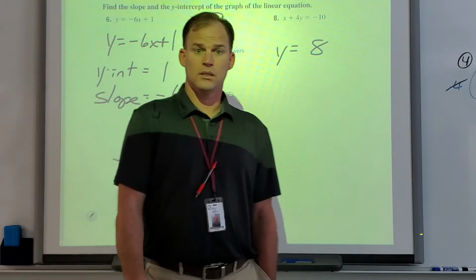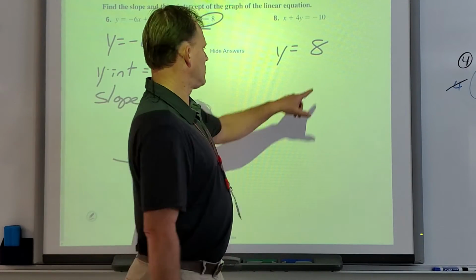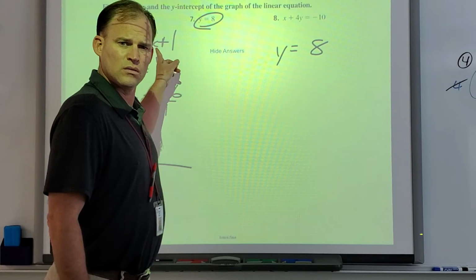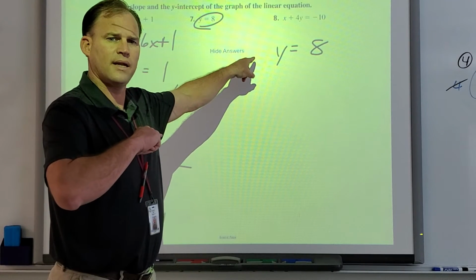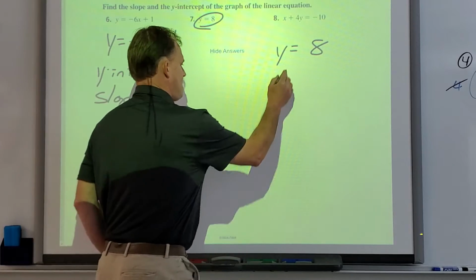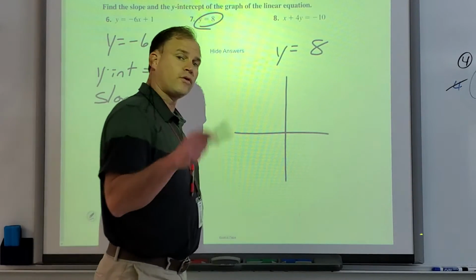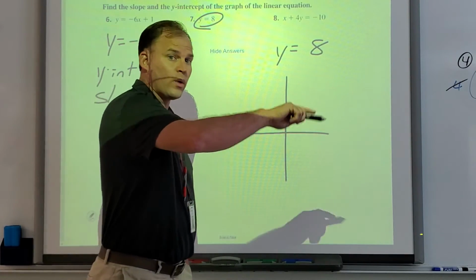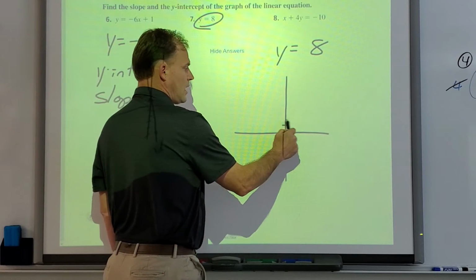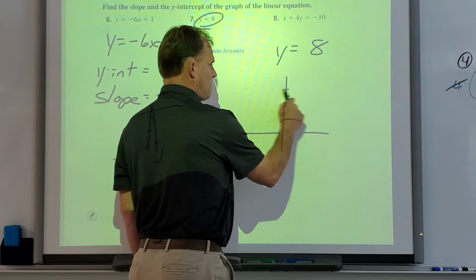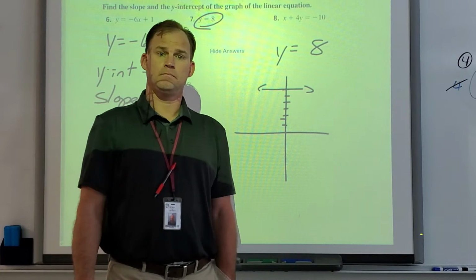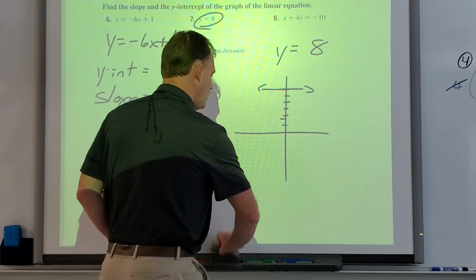Y equals 8. Does that look like that? What kind of line is it? Don't forget the stuff that we've already learned. That's a horizontal line at 8. All right?